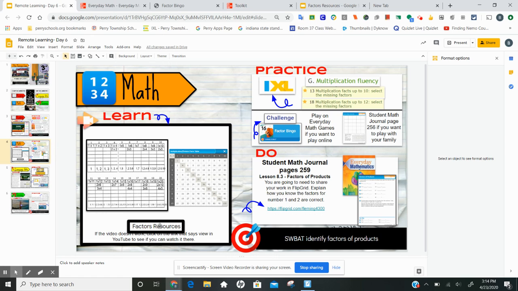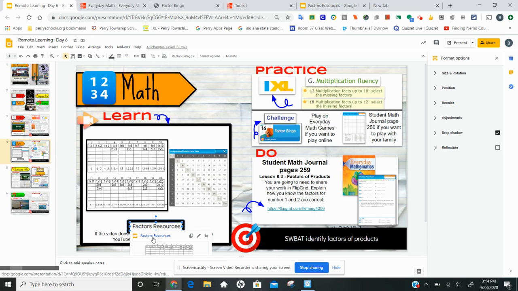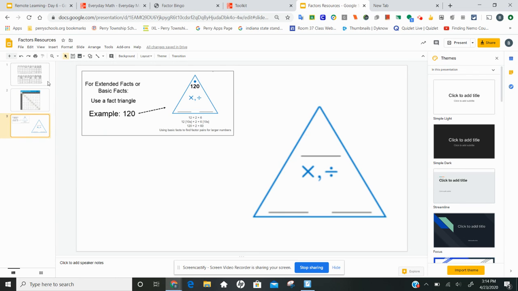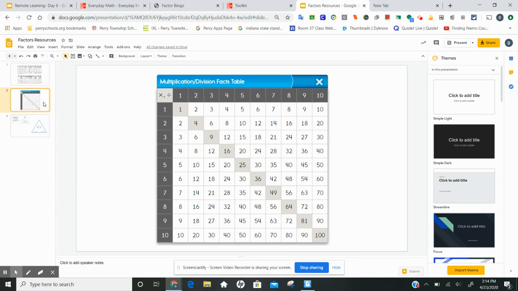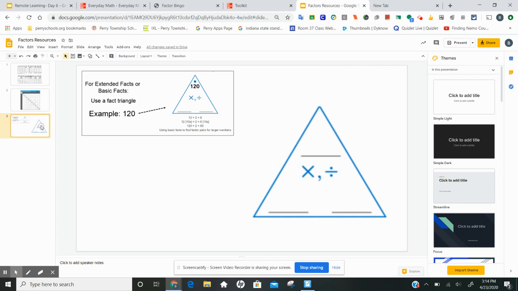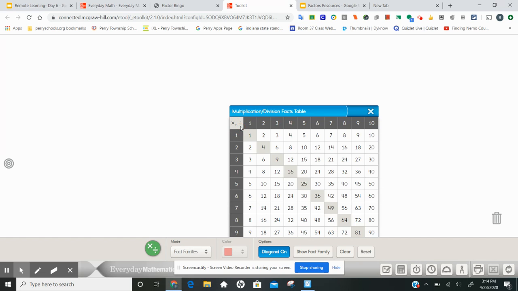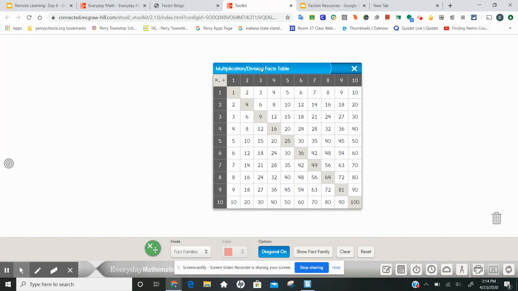These are going to be found on our math page here. If you click here, it's going to take you to these slides, and it has all of these resources for you. So you can look here to find the different factor pairs. You can also see here is your multiplication division fact table. If you also want to go to your e-toolkit, go over to our tools, and if you click on where it says multiplication, division, fact table, you can find that here.